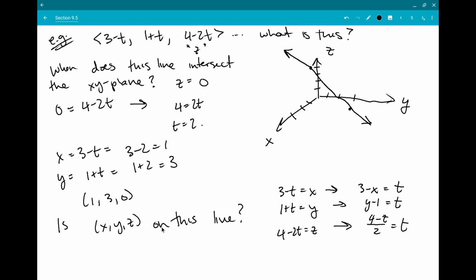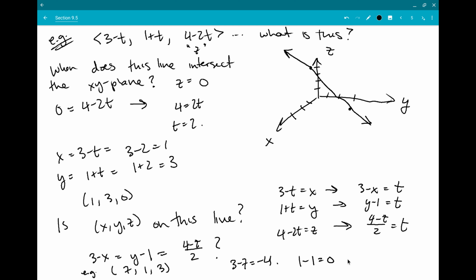And if I want a point x, y, z to be on the line, then these three things have to be true at exactly the same time t. So I need 3 minus x equal to y minus 1 equal to 4 minus z over 2. And so I could check that for any random point. For example, 7, 1, 3, I guess. I would check 3 minus 7 is minus 4. 1 minus 1 is 0. So already I know that point is not on the line.